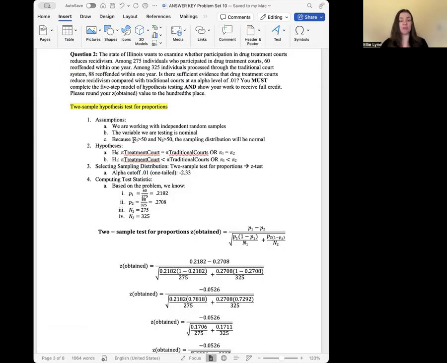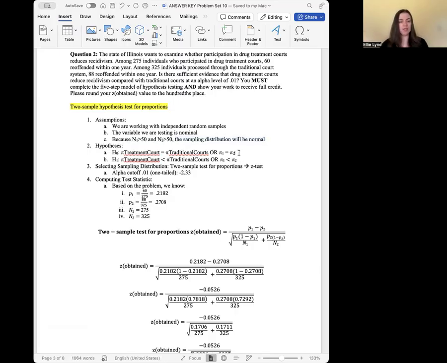If you just wrote that 275 is greater than 50 and 325 is greater than 50, you probably received partial credit, but the point of this assumption is because those things occur, the sampling distribution will be normal. So that element has to actually be written out. That has to be present because that's really the key here of this assumption, that we have to satisfy that issue of normality in order to proceed with the subsequent steps.